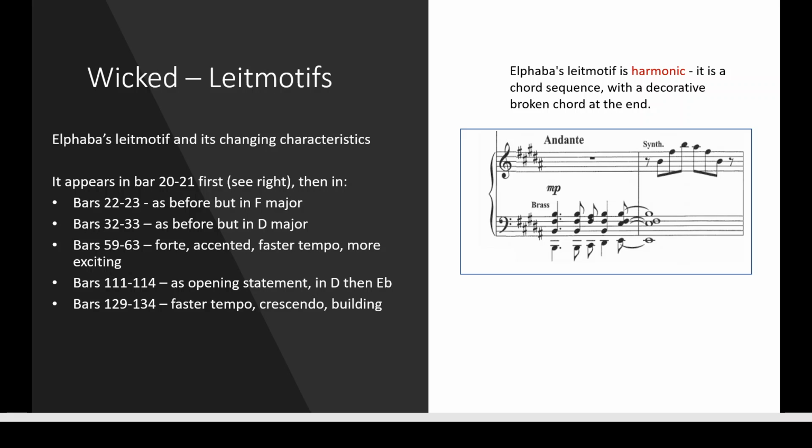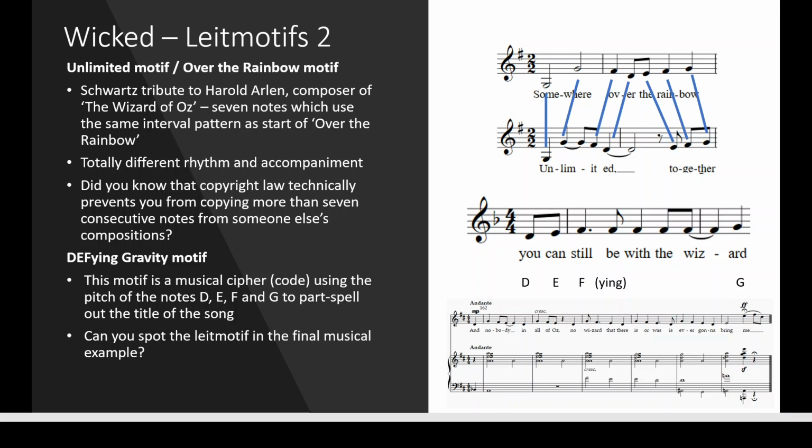Okay? Bear in mind that Elphaba's leitmotif here is harmonic, it's a chord sequence. So that's Elphaba's leitmotif taken care of. What about some more? So the next one I'm going to talk about is called the unlimited leitmotif, and it comes in the bridge. It's at bar 93 where Elphaba sings, and then she goes on to sing "We're Unlimited."